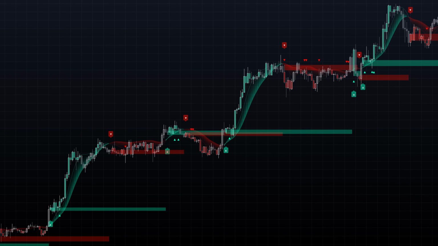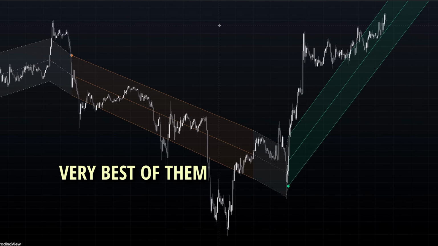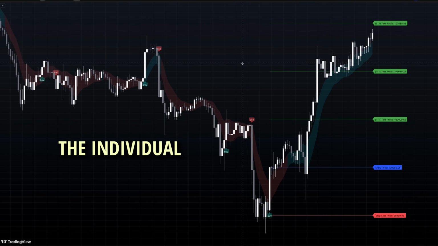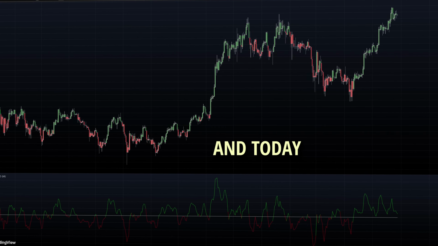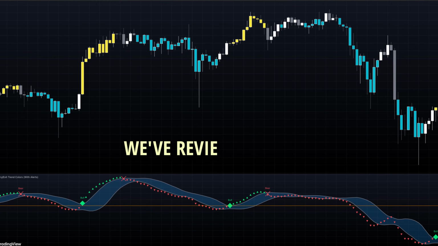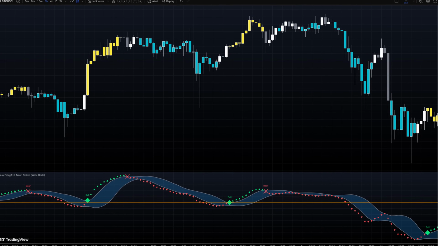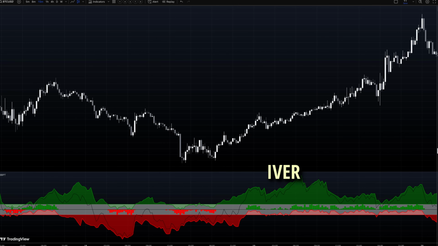We tested tons of TradingView trend indicators so you don't have to, and this recap covers the very best of them. If you missed any of the individual reviews, don't worry. We've pulled it all together for you right here. Today we're breaking down 21 of the most powerful TradingView trend indicators we've reviewed so far in 2025, ranked from lowest to highest, so you know exactly which ones deliver.